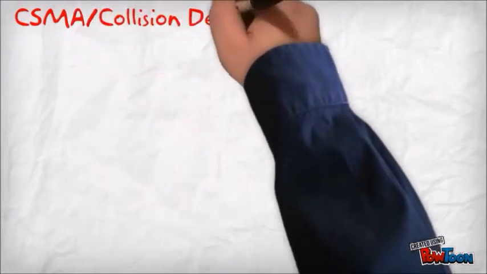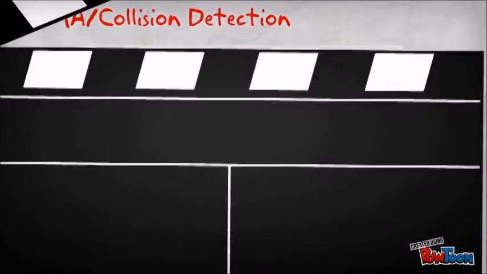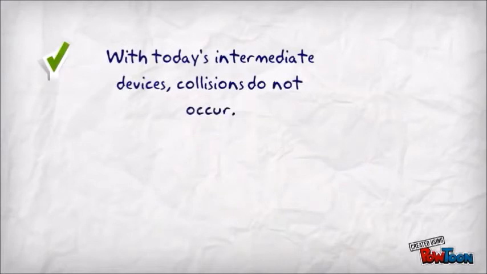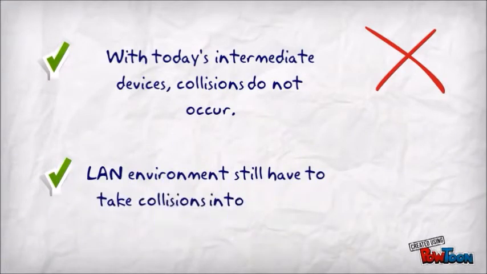CSMA with collision detection: the device monitors the media for the presence of a data signal. If a data signal is absent, indicating that the media is free, the device transmits the data. If signals are detected, showing that another device was transmitting at the same time, all devices stop sending and try again later. While Ethernet networks are designed with CSMA/CD technology, with today's intermediate devices collisions do not occur. Wireless connections in a LAN environment still have to take collisions into account.